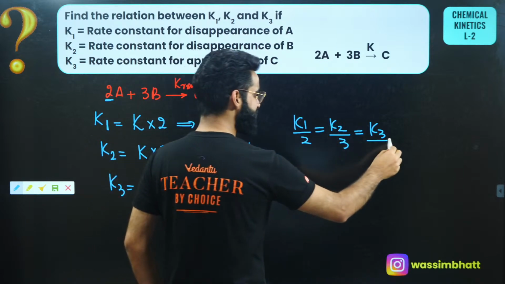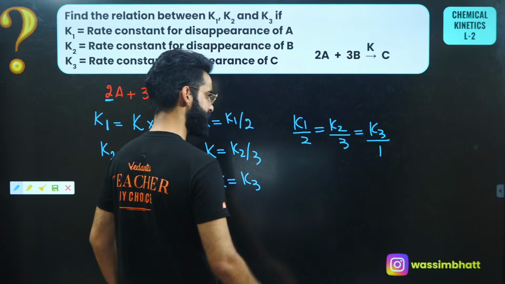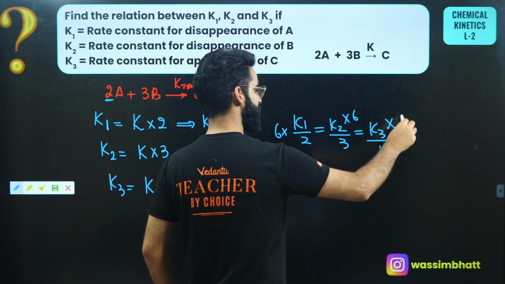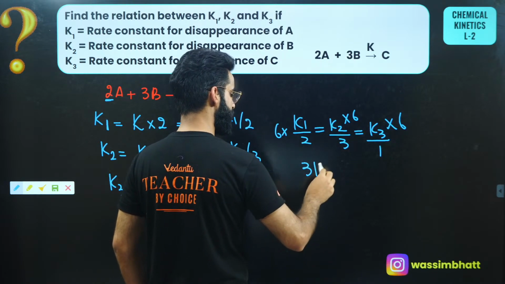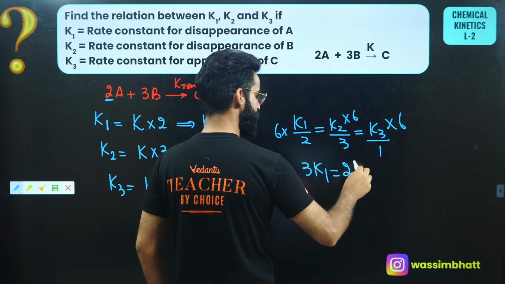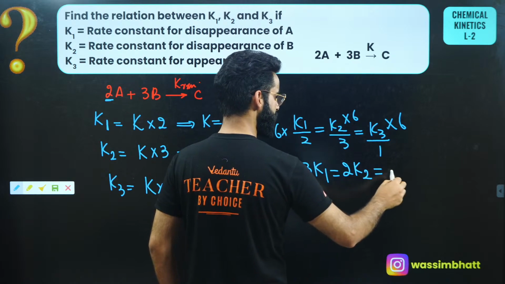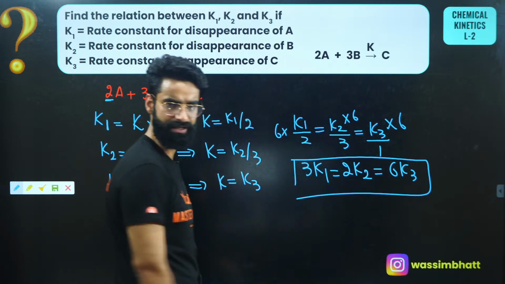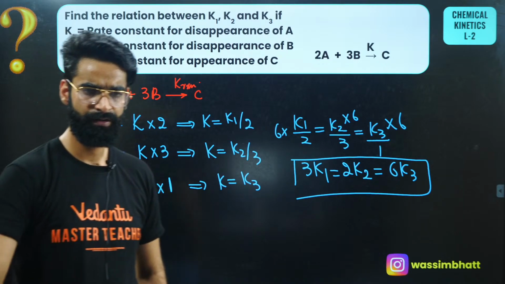If I take the LCM of denominators, that is 6, just multiply this term by 6, this term by 6, this term by 6. So the value comes out to be 3 times K1, 2 times K2 is equal to 6 times K3. This is the relation between K1, K2 and K3, right?